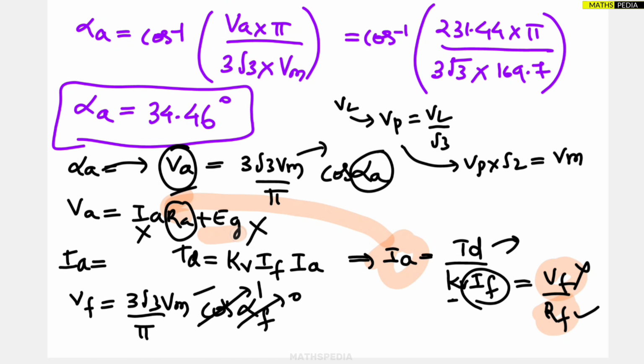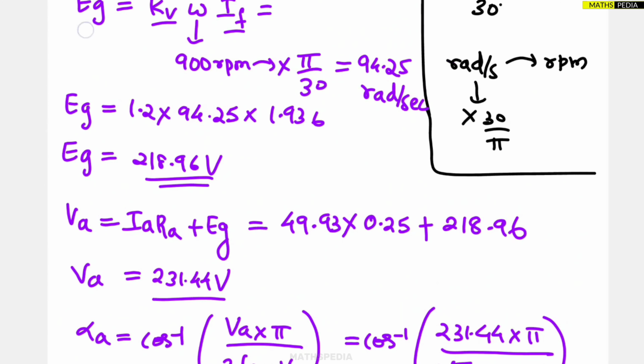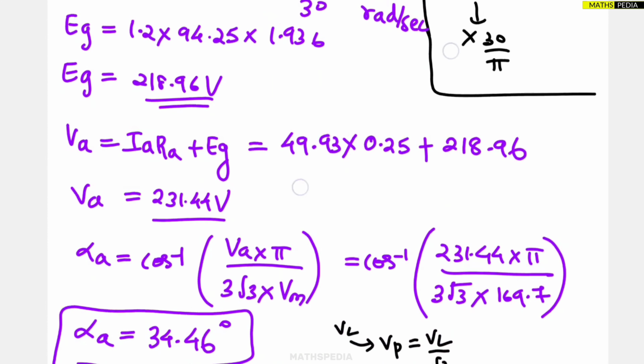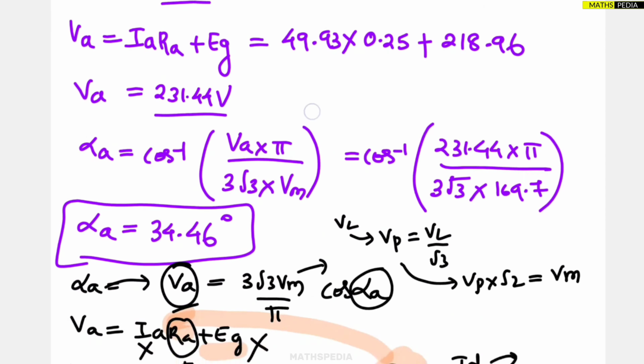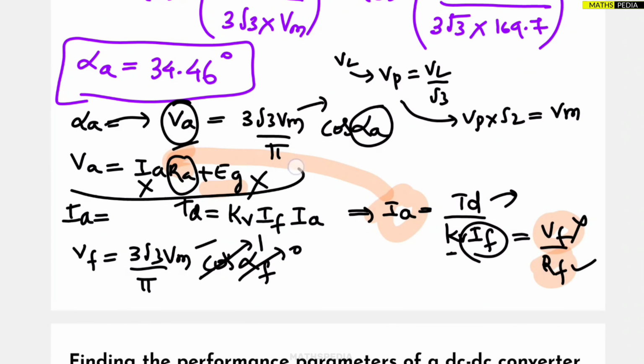Ia you are going to substitute here. Then EG we have to find out. How will you find EG? EG is basically found using this formula, kV into omega into IF. Remember, omega always should be in radian per second while substituting in the EG formula. IF anyways we know, EG we found out, and at last we substituted in the VA formula. This formula will give the answer. So A part was quite lengthy.